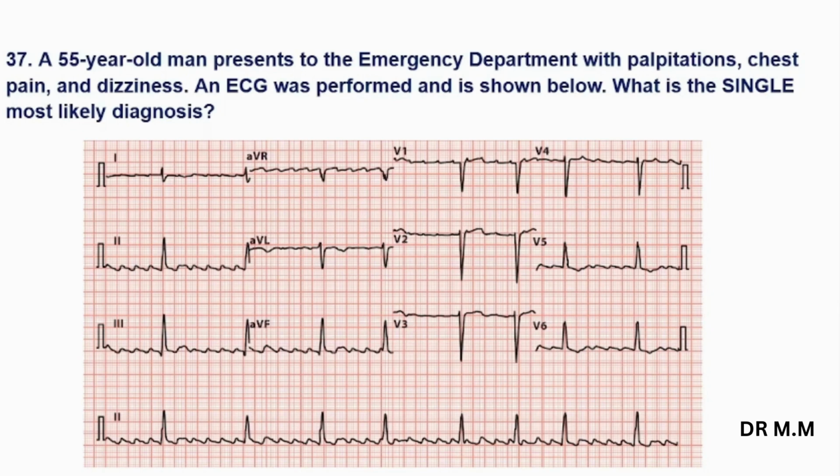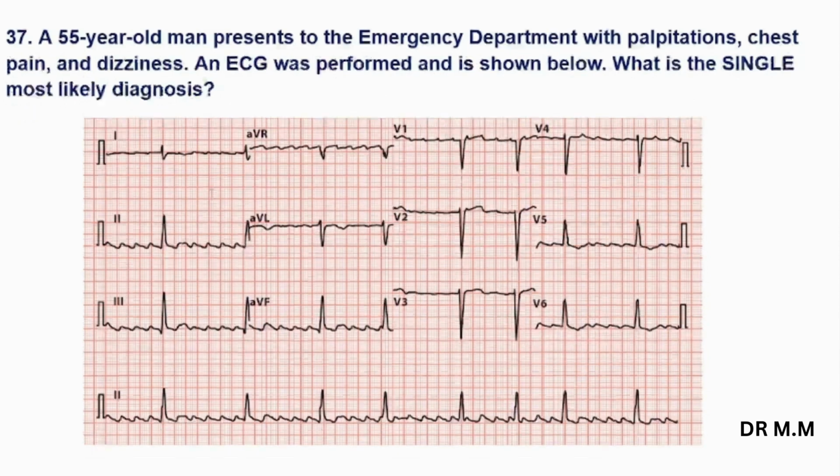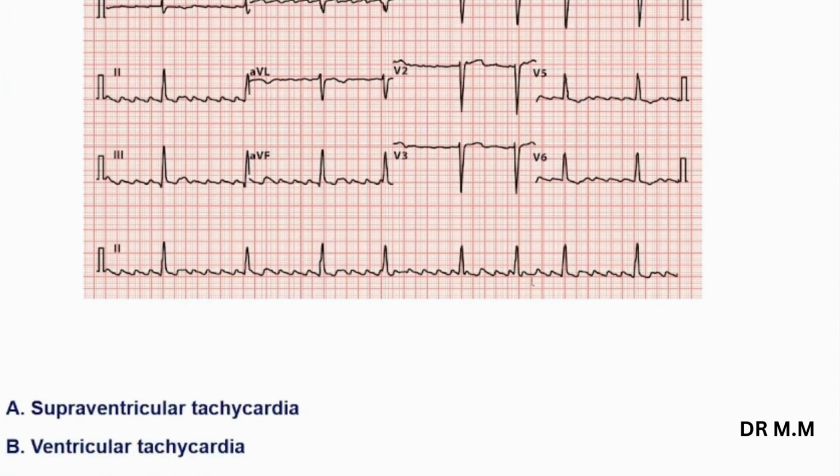Here we are going to talk about another question about cardiology. A 55-year-old man presents to the emergency department with palpitation, chest pain, and dizziness. An ECG was performed and is shown below. What's the single most likely diagnosis? This is the patient's ECG.